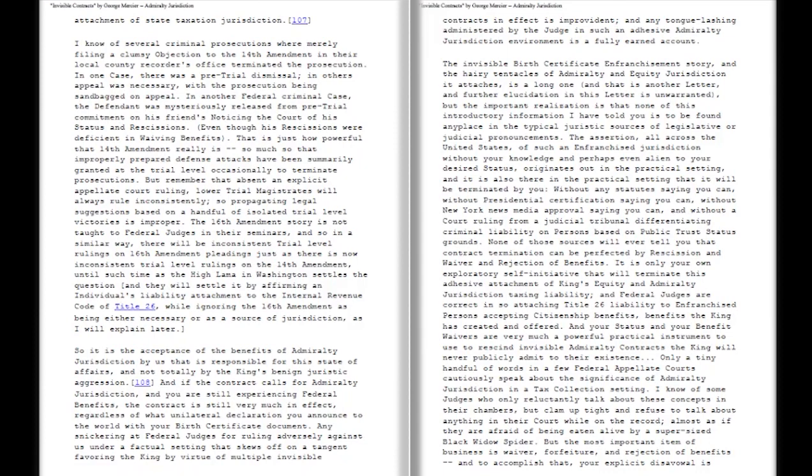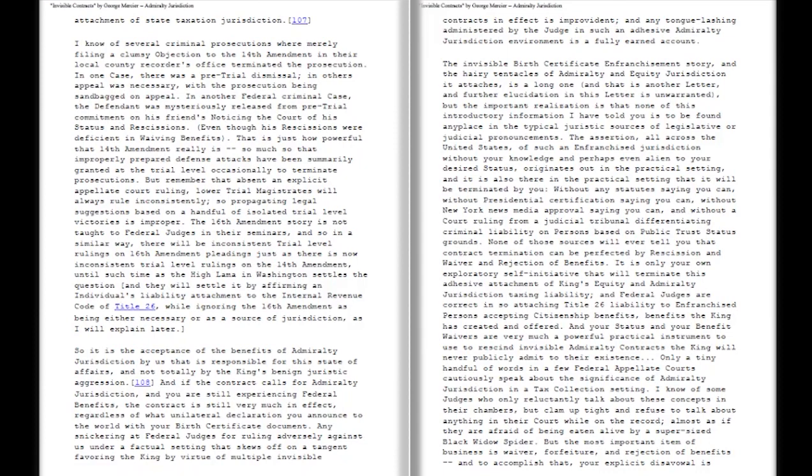But the important realization is that none of this introductory information I have told you is to be found any place in the typical juristic sources of legislative or judicial pronouncements. The assertion, all across the United States, of such an enfranchised jurisdiction, without your knowledge and perhaps even alien to your desired status, originates out in the practical setting. And it is also there in the practical setting that it will be terminated by you, without any statute saying you can, without presidential certification saying you can, without New York News media approval saying you can, and without a court ruling from a judicial tribunal differentiating criminal liability on persons based on public trust status grounds.